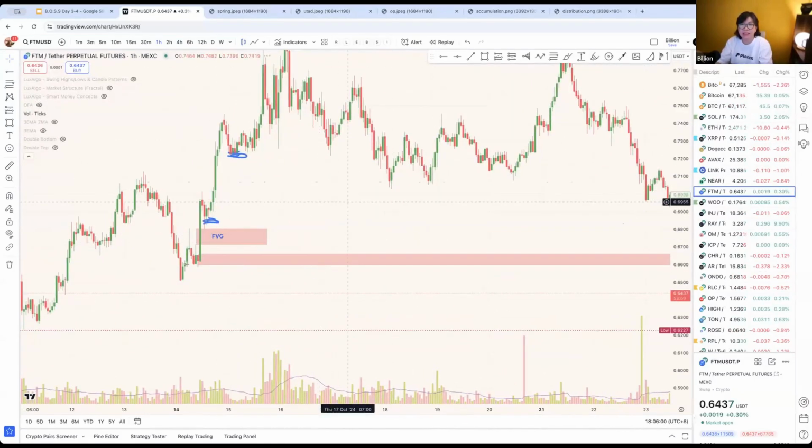Why? Because this candle is long enough. What we want is an impulse candle. It doesn't matter if it's one candle, two candles, or three candles. Important, we must have an impulse candle. We must have an FVG. We must have a break of structure. We must have the inducement criteria met.